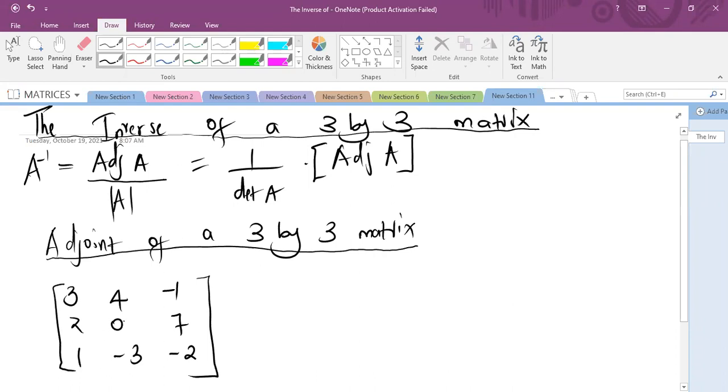Now, in order for us to get the adjoint, we will first of all start by getting the cofactors. Now, this is what happens when you're getting the cofactors. Adjoint, so let me write here, adjoint, we will get it by cofactors.